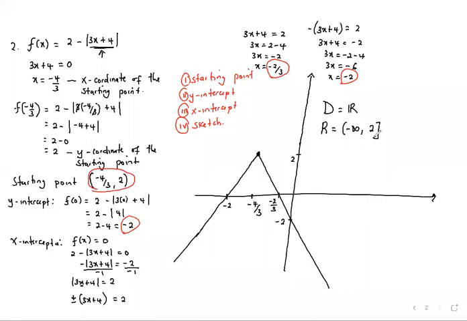So when finding the range, you just check if it's facing up. If it's facing up, you get the y value of the starting point up to infinity. If it's facing down, you get from negative infinity up to the y value of the starting point. So that's how. Please repeat that. So to get the range, if it's facing up, you pick from the starting point, you get the y value to infinity. If it's facing down, from negative infinity to the starting point, you get the y value.